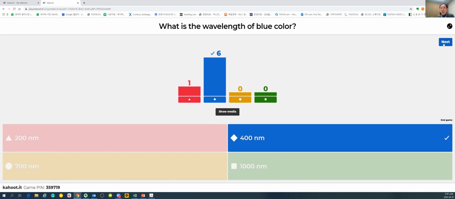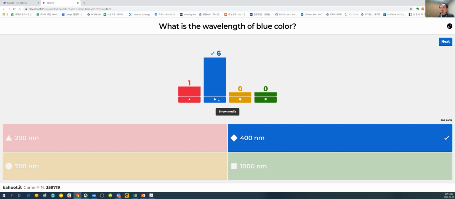If the wavelength is shorter, then it has higher energy or lower energy? Higher energy. Wavelength is shorter, that means the frequency is higher because the speed is the same. So it has a higher energy. That's why light shorter than visible light has very high energy. 200 nanometers of UV has very strong energy.